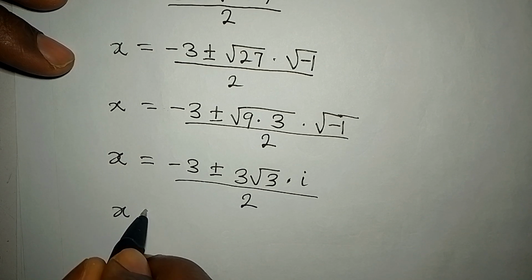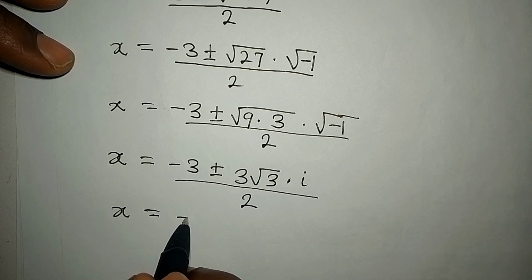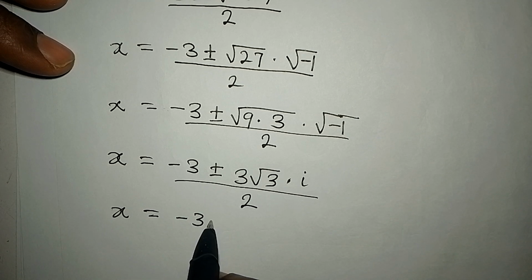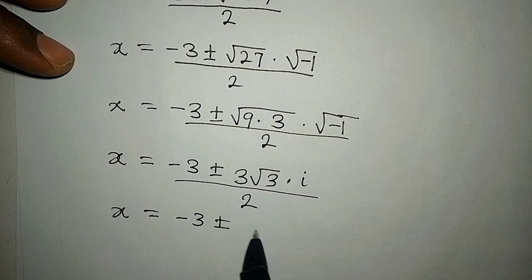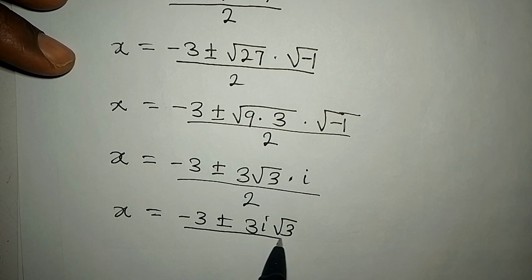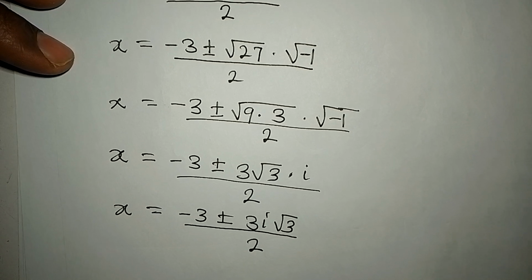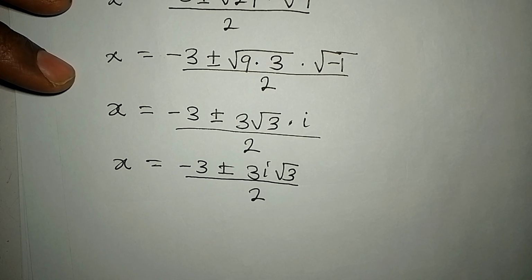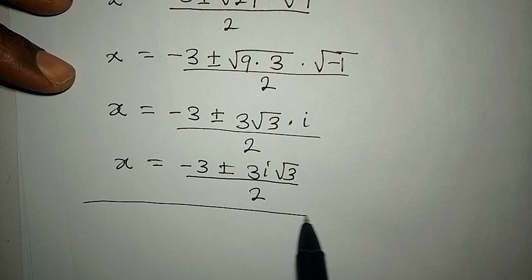So x is now equal to minus 3 plus or minus 3 times i, that will be 3i. Then we still have root 3. So this is all over 2. Now from here we have 2 in 1 solution. Now let's get the 3 solutions all together.